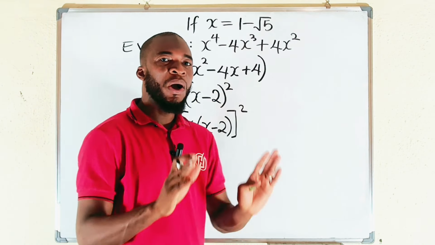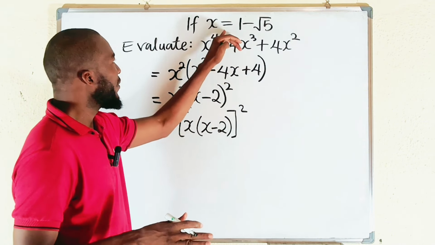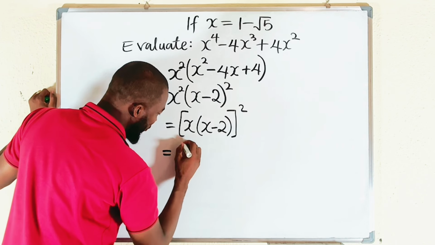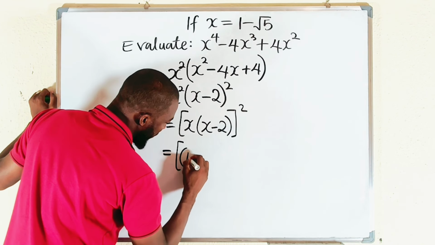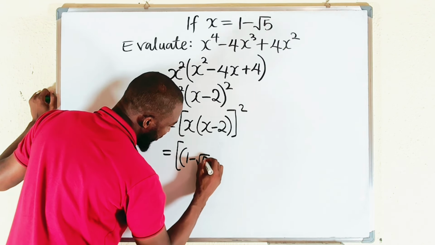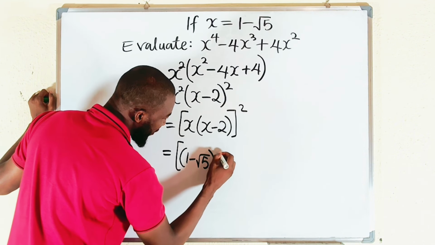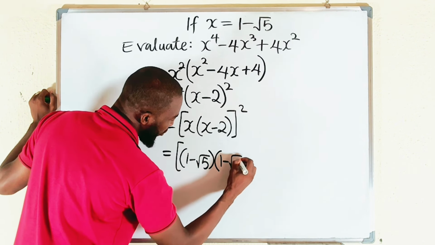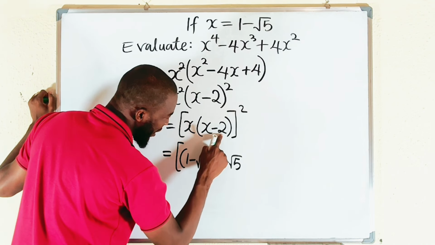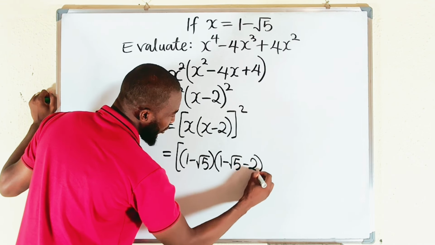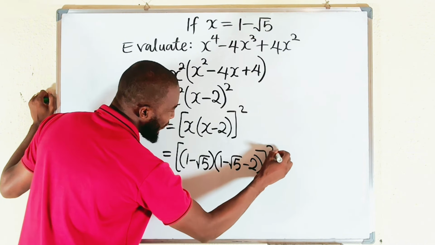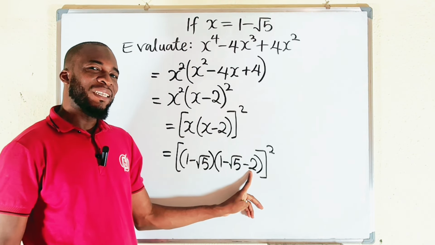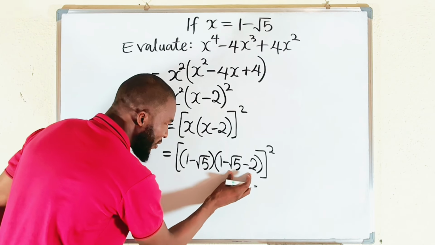So from here, we can substitute. The value of x is 1 minus the square root of 5. So this is equal to 1 minus the square root of 5 for this particular x. Then inside the other bracket, we have 1 minus the square root of 5 for this x, but we still have minus 2. Don't forget everything to the power of 2. This is 1 minus 2, which is what? Negative 1.